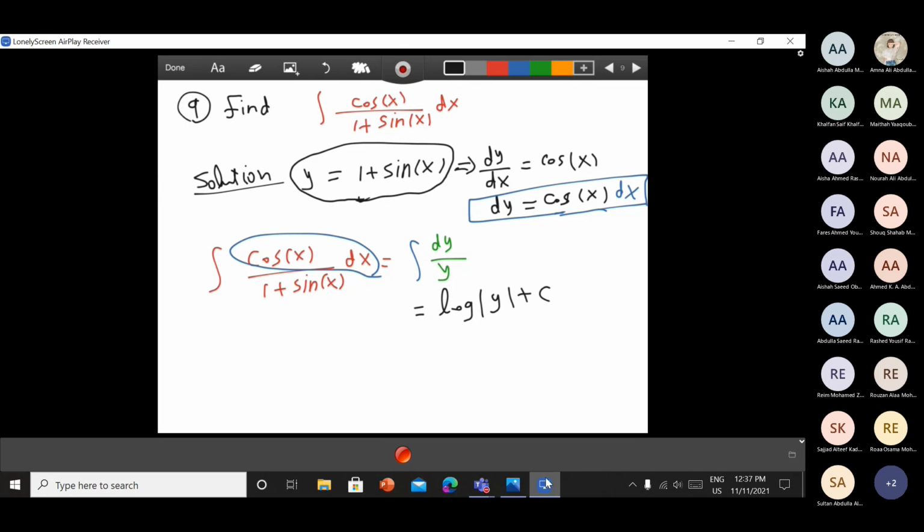Once I finish the integration, I get back to my original variable, which is x. I know my substitution: y is 1 plus sine x, so I get back to x by putting the logarithm of the absolute value of 1 plus sine x plus c. Okay, I'll do the final one and then I'll give you the turn to do some questions.